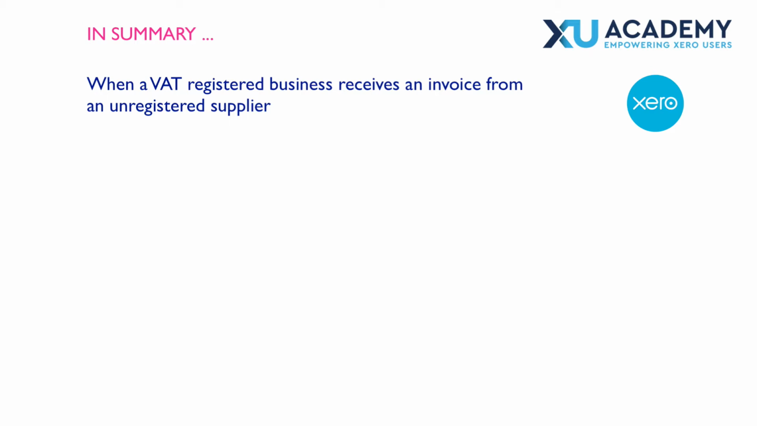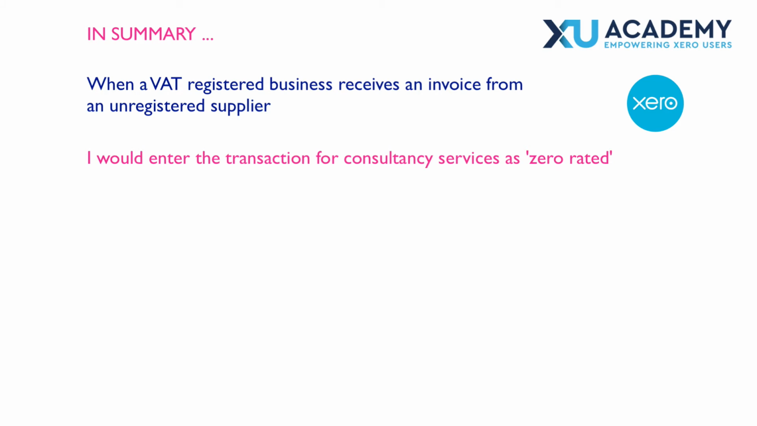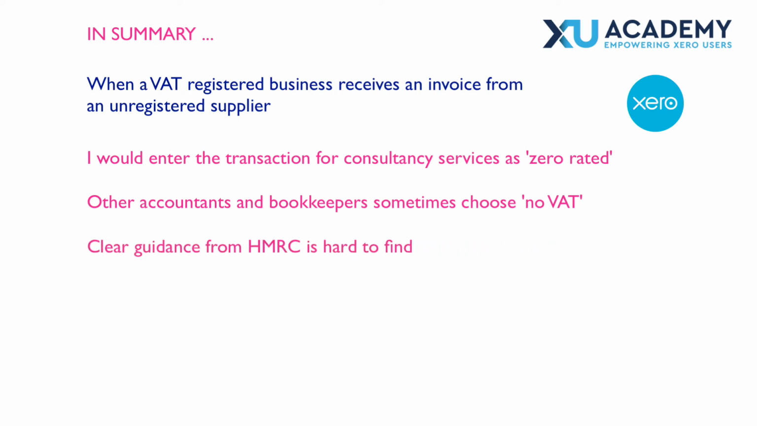Okay, here's my quick summary. I'm talking about a VAT registered business who receives an invoice for a purchase from an unregistered supplier. I would enter that as zero rated VAT. There's plenty of other people who would enter it as no VAT. I'm going to put some links in the description so you will see and agree with me that HMRC is not that clear on what to use. Sage and VAT software suggest that you use zero rated.